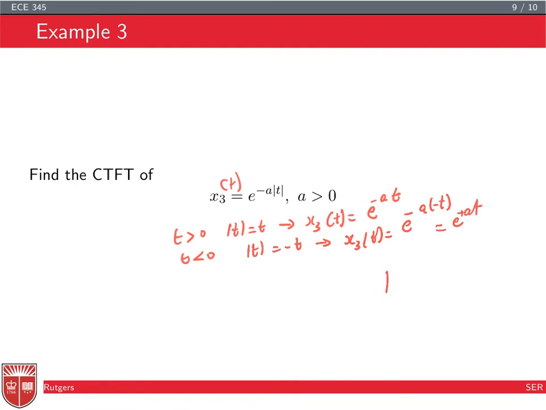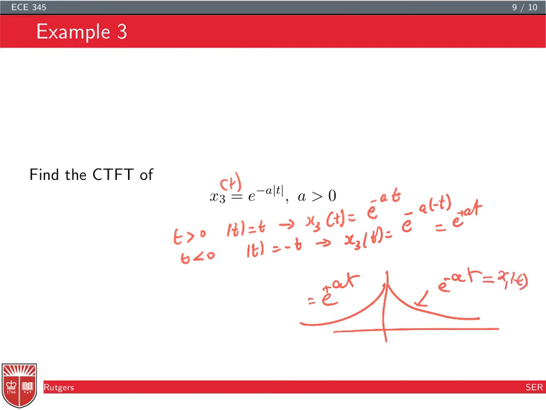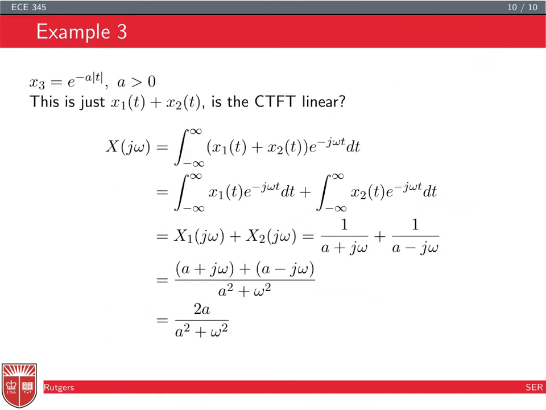So for positive t, it's e to the minus a t, and for negative t, it's e to the plus a t. That tells you that for positive t, this signal X3 of t is equal to X1 of t, which we did, and for negative t, X3 of t is equal to X2 of t, which we also just found the CTFT of. So we can write that X3 of t is equal to X1 of t plus X2 of t.